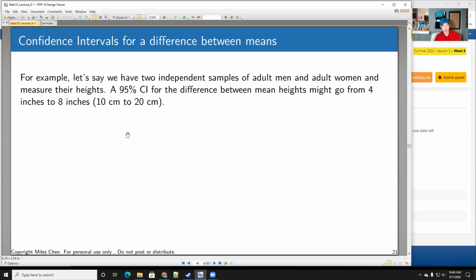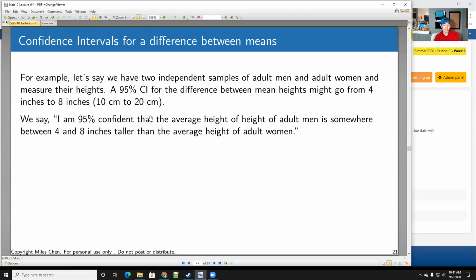So if we want to make a confidence interval, it could look something like this, right? For example, let's say we have two independent samples. One is a sample of adult men, and another is a sample of adult women, and we measure their heights. If we make a 95% confidence interval for that difference, mu1 minus mu2, the resulting confidence interval might go from 4 inches to 8 inches, so something around there. Okay, and we would just say, I'm 95% confident that the average height of adult men is somewhere between 4 and 8 inches taller than the average height of adult women.